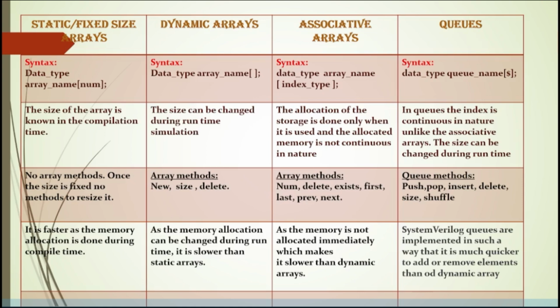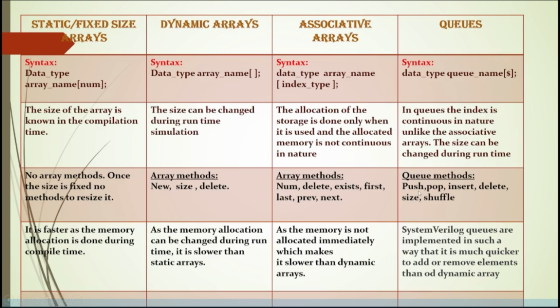Basically, in dynamic arrays, even though the size is allocated and changed during the runtime, we can't easily insert or delete elements; when you want to delete, it is somewhat hectic in the case of dynamic arrays. But when it comes to queues, you can easily push and pop the elements inside the queue by using various other methods which are not present in dynamic arrays. If you see here, dynamic arrays consist of only three methods, which are new, size, and delete.